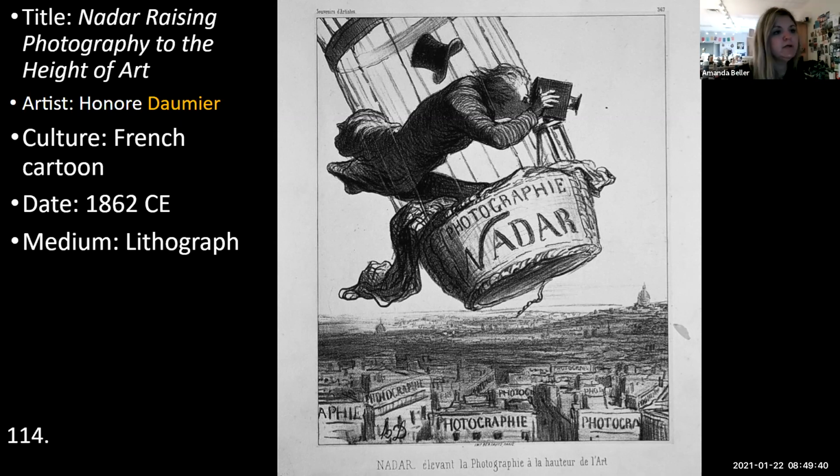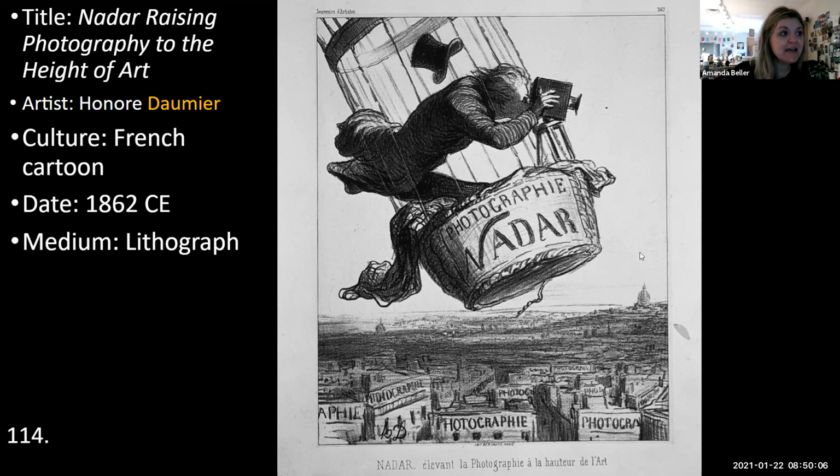All right, so title, Nadar raising photography to the height of art. So Nadar is the photographer. He is the guy pictured in the hot air balloon there. Daumier, Honoré Daumier, and the reason I put this in gold is people think that Nadar, being a photographer, is the artist of this piece, but he's not, okay?